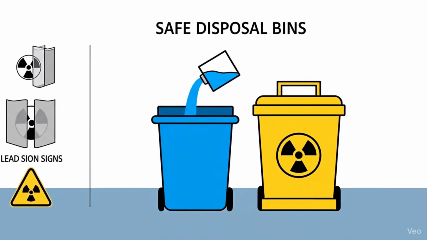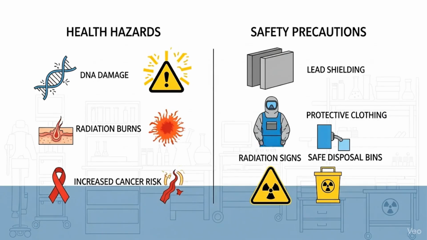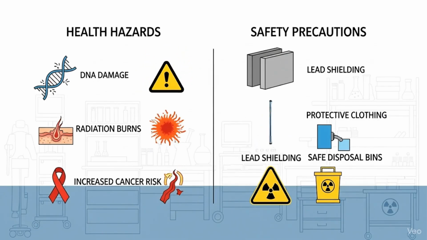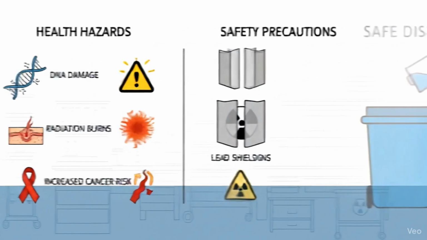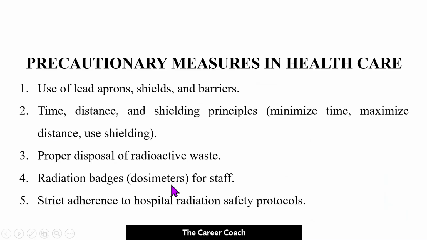Number 3. There must be proper disposal of radioactive waste. As you can see, wastes must be disposed of properly. Waste bins have several color indications showing where chemical substances should be placed and where radioactive substances should be discarded. Five, there must be strict adherence to hospital radiation safety protocols.